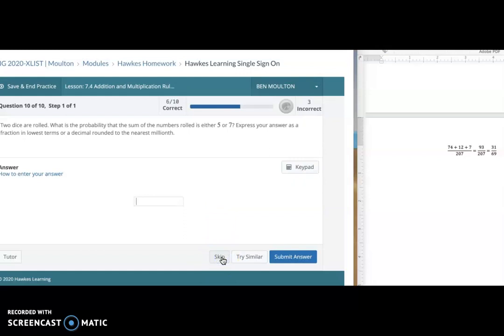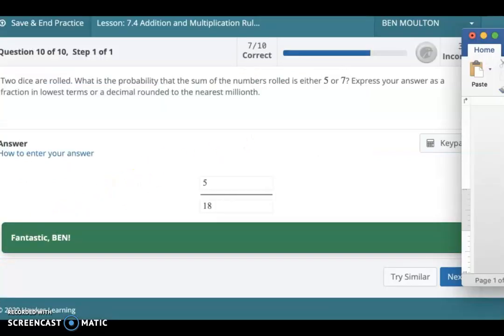In this one, 2 dice are rolled. What's the probability that the sum of the numbers rolled is either a 5 or a 7? Let me set that up with a fraction real quick. Give me a second here. By the way, I went ahead and worked it to make sure, it is Monday. So, excuse me, I wanted to make sure I wasn't blowing smoke here when I did it. And I got 5/18, which is right.